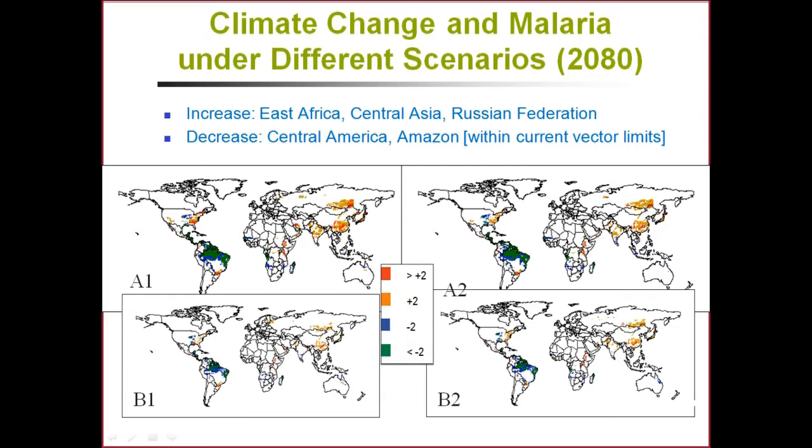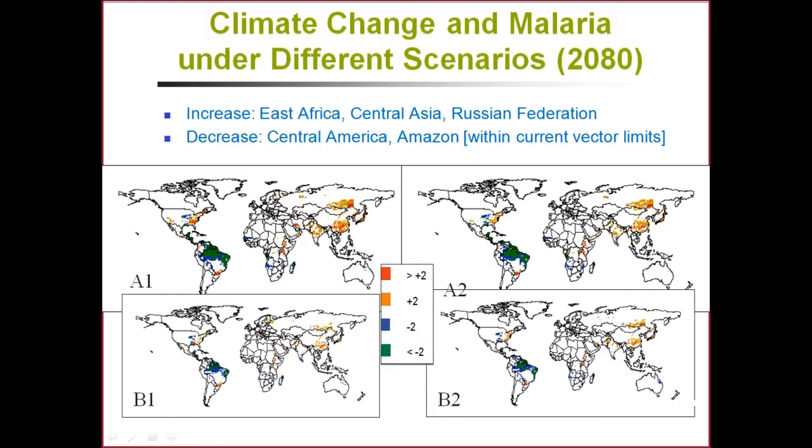And this is under different scenarios by 2080. What do we expect? Looking at different models, we expect that there will be an increase of malaria in East Africa, Central Asia, and the Russian Federation. This is according to the model of Colin. And also a decrease in malaria in Central America and the Amazon, within current vector limits. So it seems that in some regions there is an increase of malaria cases, which is the outcome of interest, but in some regions there will be a decrease of malaria cases.